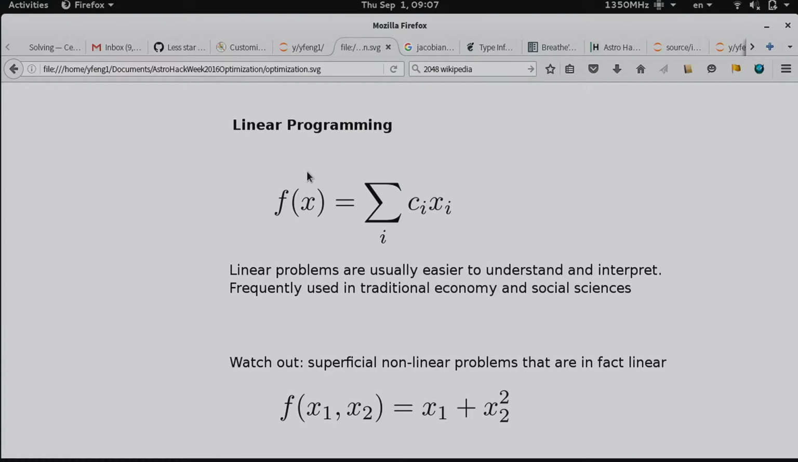But what I want to say is we want to watch out, though. Some nonlinear problems we can rewrite such that they still look linear. For example, if this objective function of x1, x2 is the sum of x1 and the square of x2, and we do a variable transformation on x2 squared and replace that with t, then the problem is linear again. I think this is called generalized linear problems.